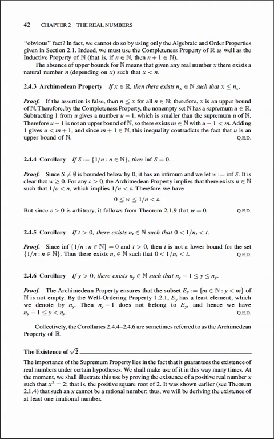At the bottom of page 42, the book goes into a proof of the existence of the square root of 2. Now, we showed in section 2.2, I believe, that if the square root of 2 exists, it's irrational. What your book is going to do here on page 43 is to show that the square root of 2 exists. And it does this through an argument involving suprema and infima.